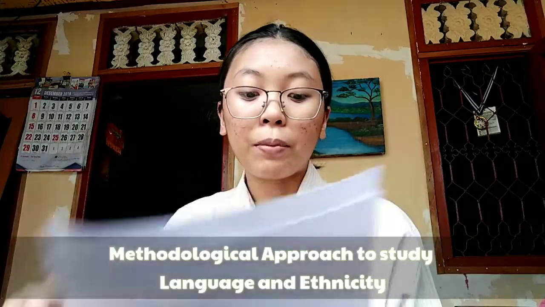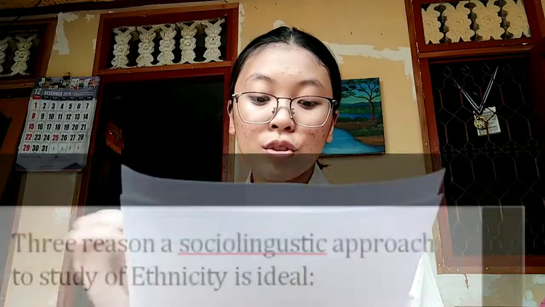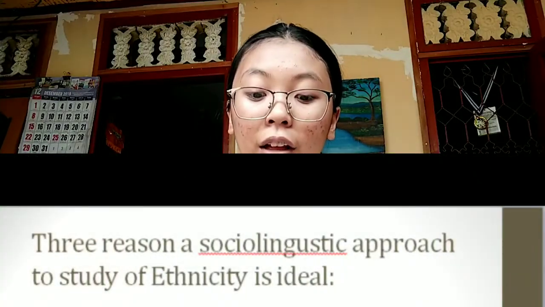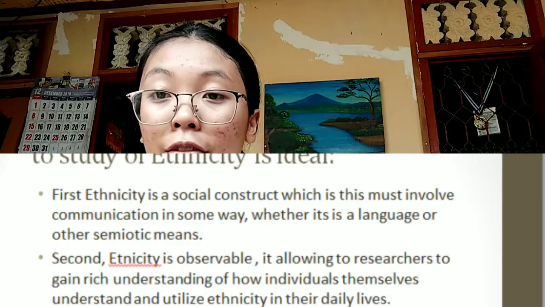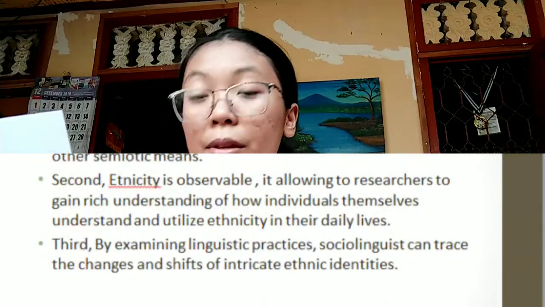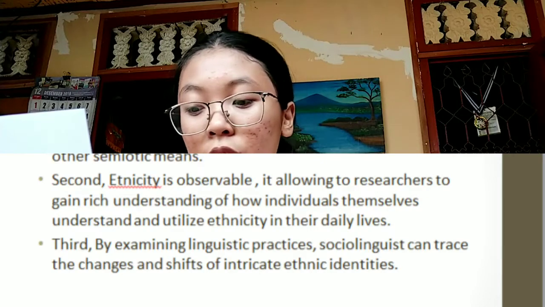Okay, next we discuss the methodological approach to studying language and ethnicity. A sociolinguistic approach to studying ethnicity is ideal for at least three main reasons. First, ethnicity is a social construct which must involve communication in some way. And second, ethnicity is observable. It allows researchers to gain a rich understanding of how individuals themselves analyze ethnicity in their daily life.